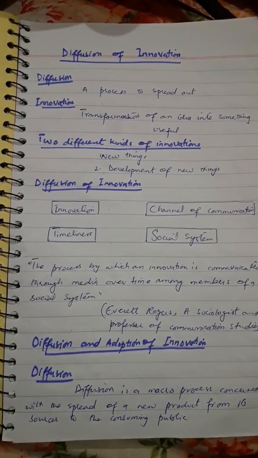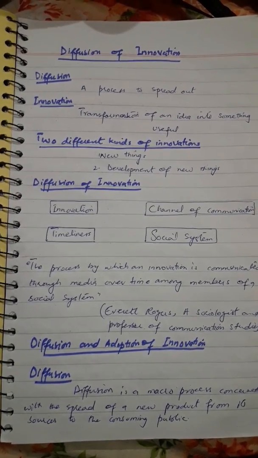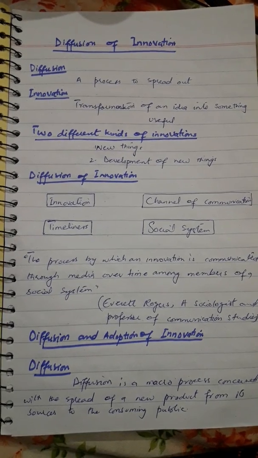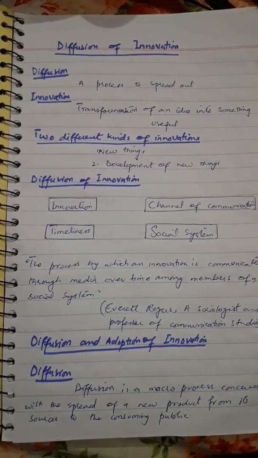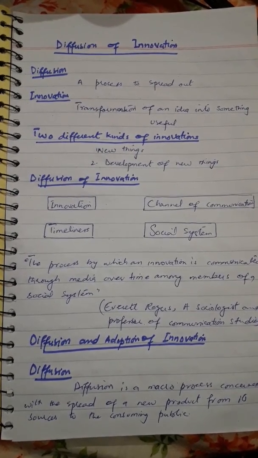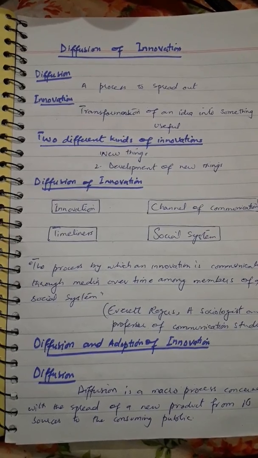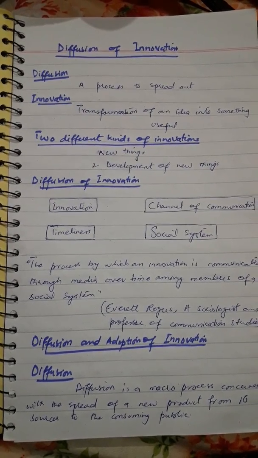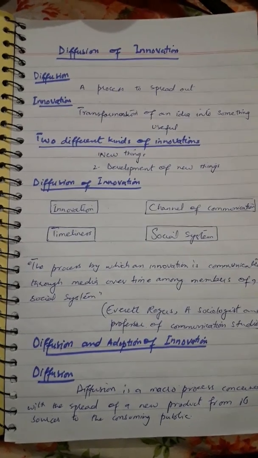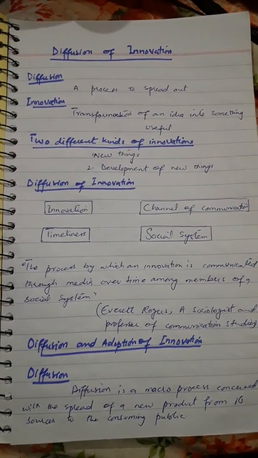Diffusion means a process to spread out. Innovation means transformation of an idea into something useful. There are two different kinds of innovations: new things or development of new things. Diffusion of innovation encompasses four processes or four things: innovation, channels of communication, social system, timeliness.